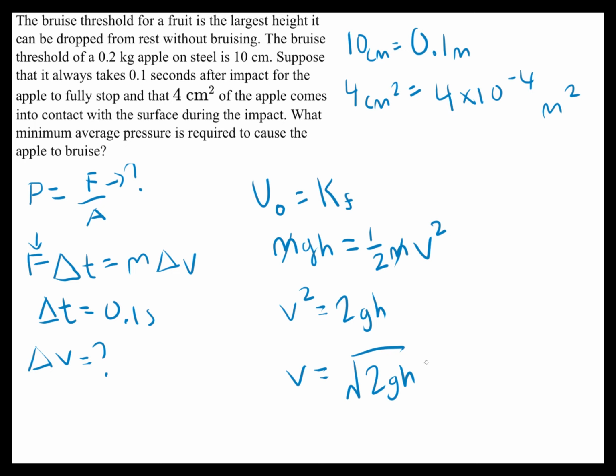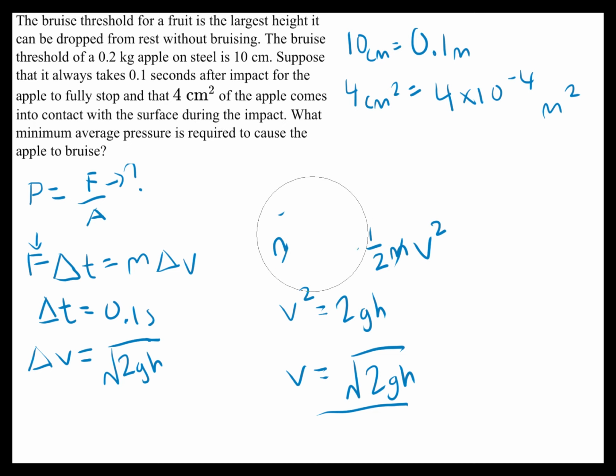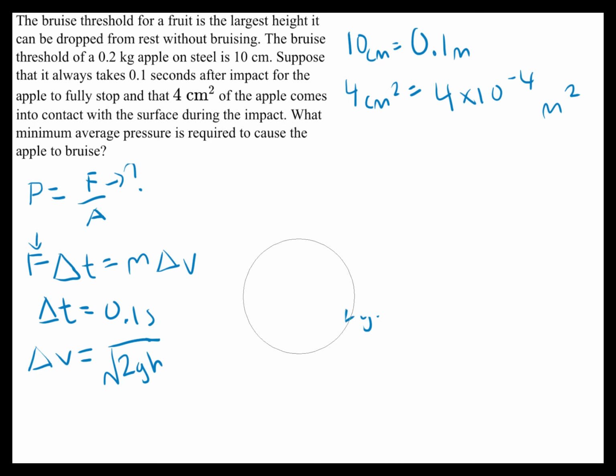So that's our velocity. And the change in velocity is simply going to be what we just got. So the change in velocity is going to be the square root of 2gh. And this is because it's going to be coming to rest. So once it impacts and stops, the apple will fully stop. And so its final velocity is 0. So the change in velocity is simply the initial velocity that it had, which is the square root of 2 times the gravitational acceleration times the height. Okay, and now we have found everything that we need.